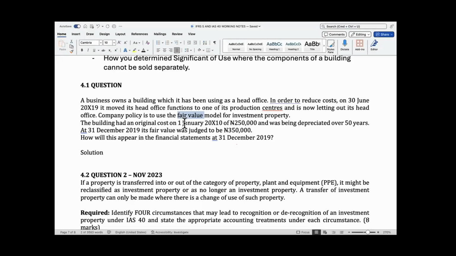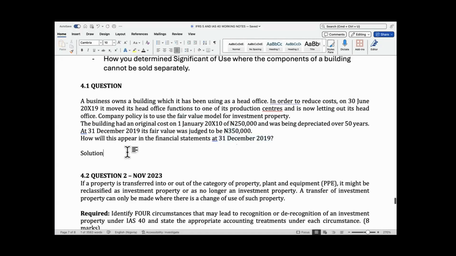They now told us that when they bought the building on January 2010, they bought it for 250,000 and it's depreciated over 50 years. But in 2019, the fair value is now 350. So how would this appear in the books as at 31 December 2019?